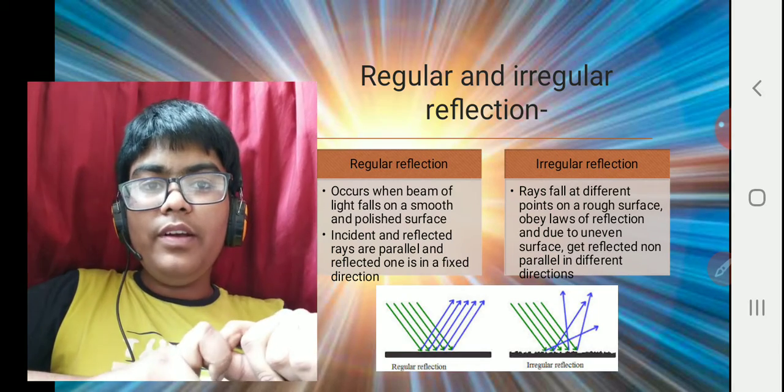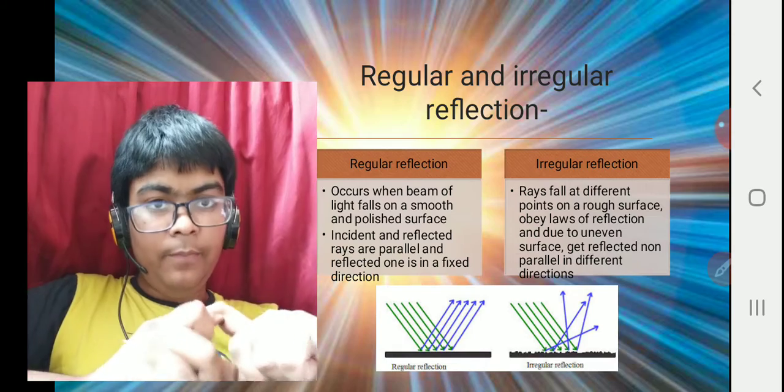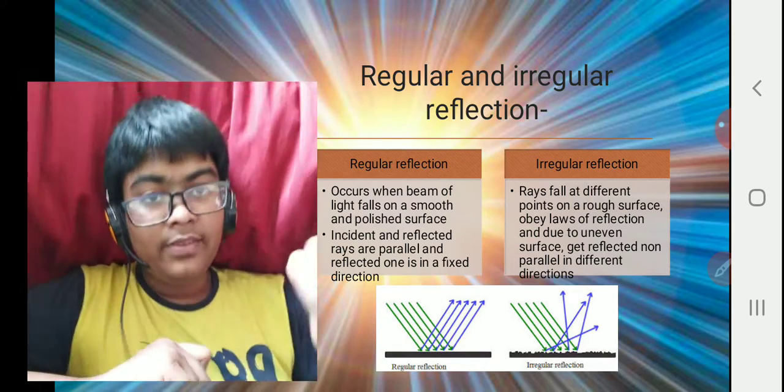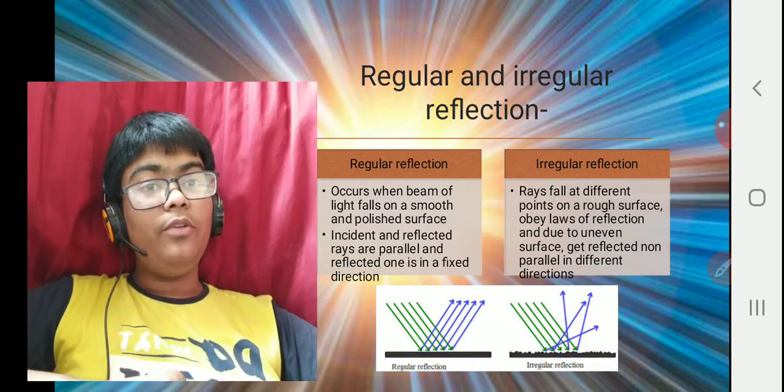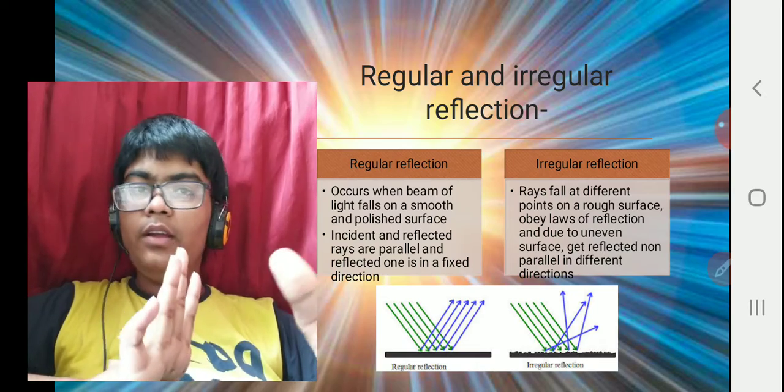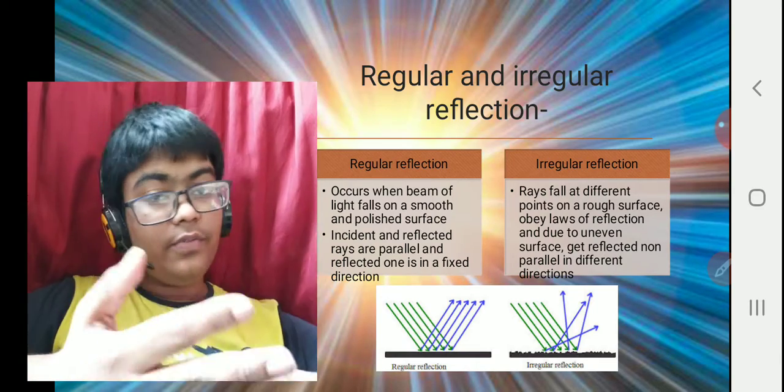What if diffuse reflection was not there? Then the rough surface would have looked very smooth, and what inconvenience that can cause we all know.